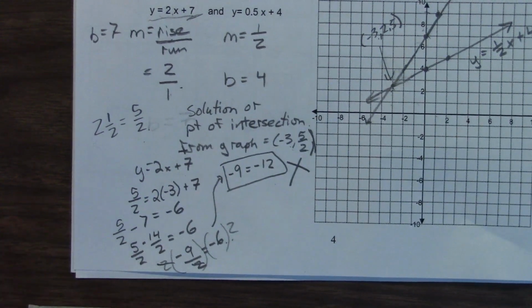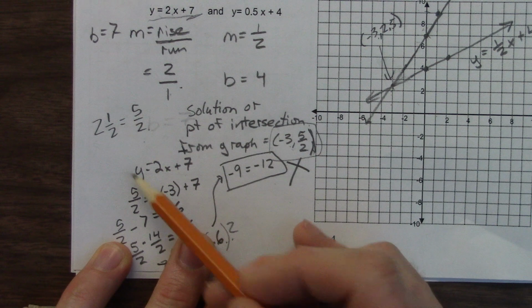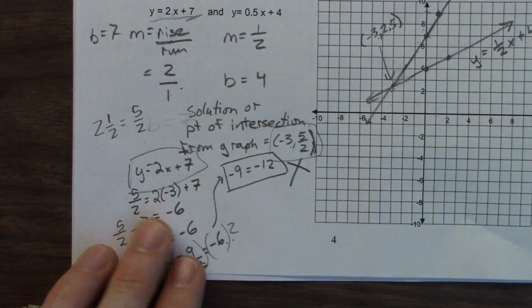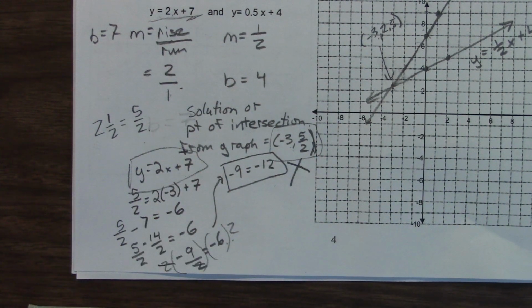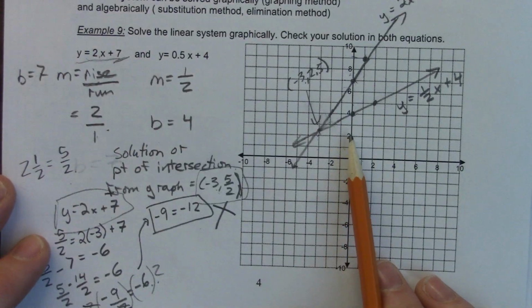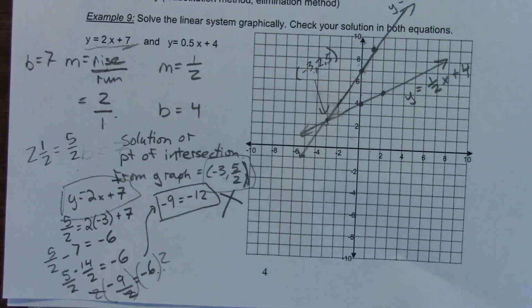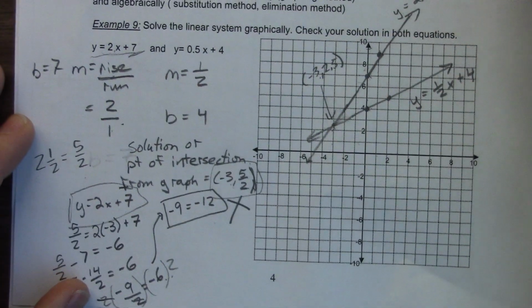Wrong. My graph is not great, clearly, because this point here is not on this line. Okay? So I messed up because of my poor graph. So how do I actually figure this out? I'm going to show you another way, okay? We're going to do it quickly.